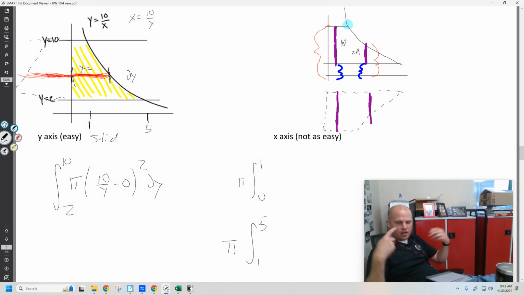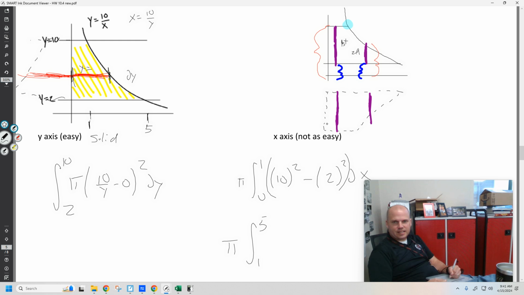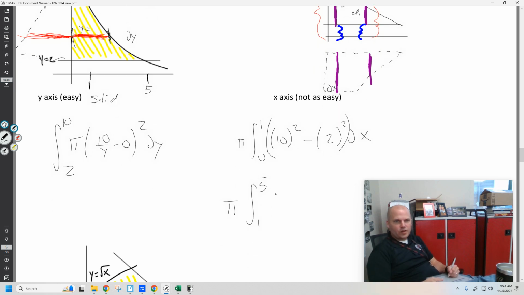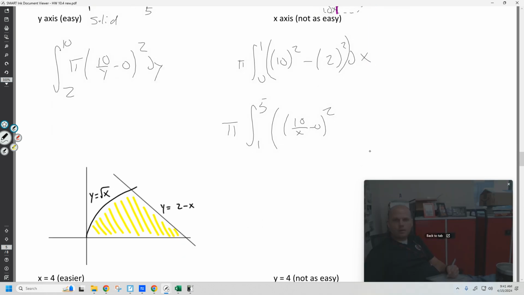My first set of washers, my first tire, has an outer radius of 10, 10 minus 0, an inner radius of 2, 2 minus 0, skinny x distance, left and right. But from 1 to 5, the outer radius is 10 over x minus 0. The inner radius is 2.